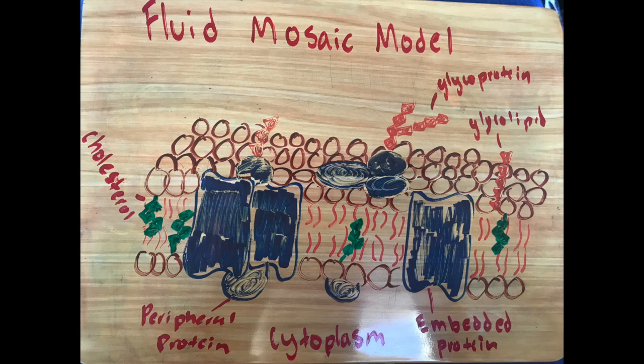Glycoproteins are carbohydrates that covalently bond to proteins, while glycolipids are carbohydrates that covalently bond to lipids. Both participate in cell-to-cell recognition. They allow cells to identify other cells by them.